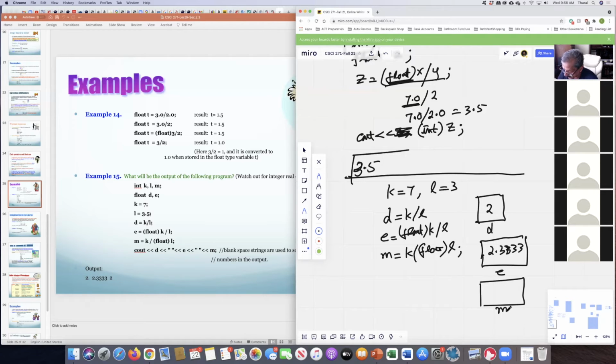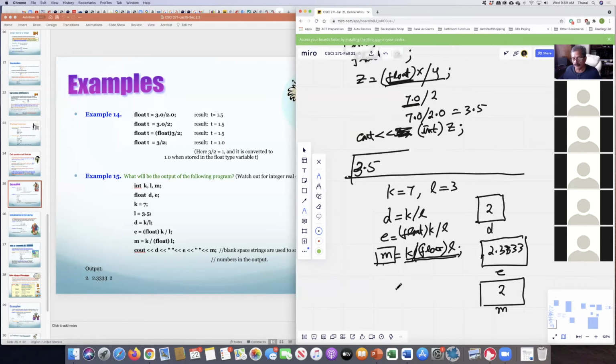So M has, oh no, the answer of this division is 2.333, but you're assigning it to an integer variable. So M will only pick up the integer part of that, which is 2. Even though the division is going right, you're only storing the integer part of it in M because M is integer. So now you're printing D and then E and then M with a space in between.